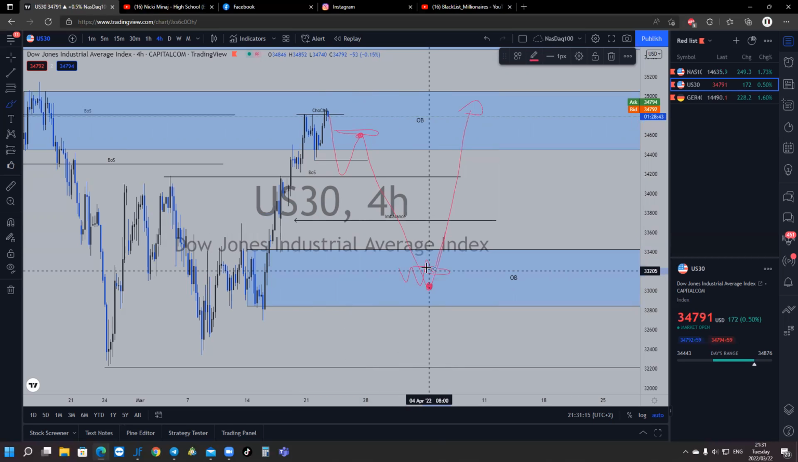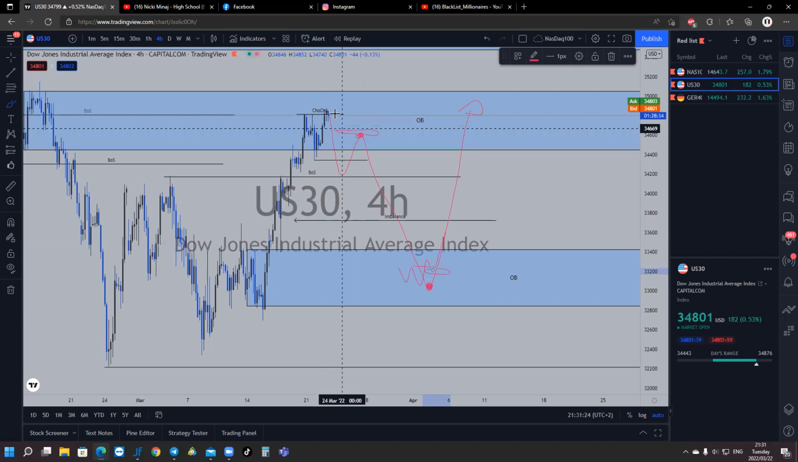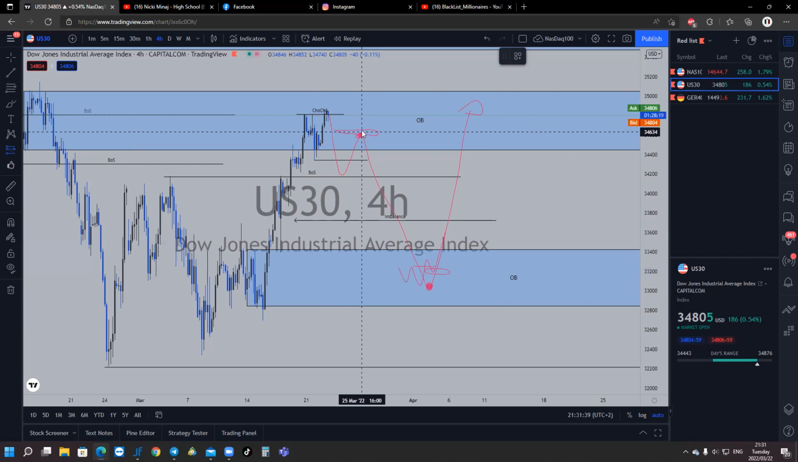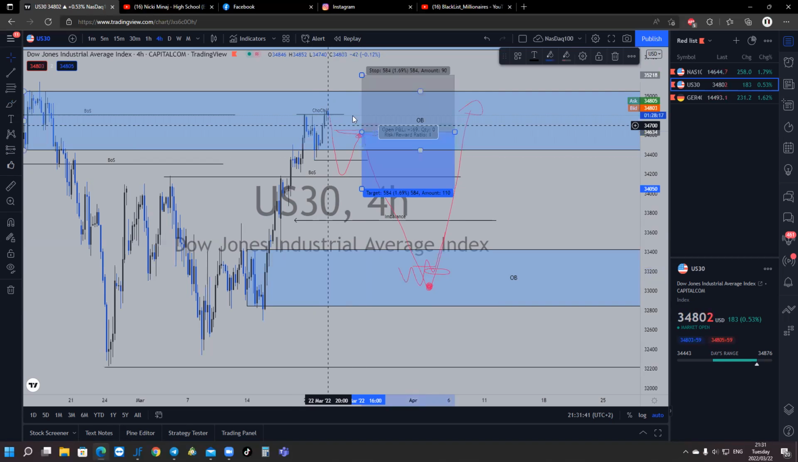the imbalances around here. And that's basically it for the US30. If you're looking for sell opportunities here, you just need to wait for the market to break this area and come back and retest the order block. That's when you take the sell going to the downside there. And then we can have something like this, taking the short position.